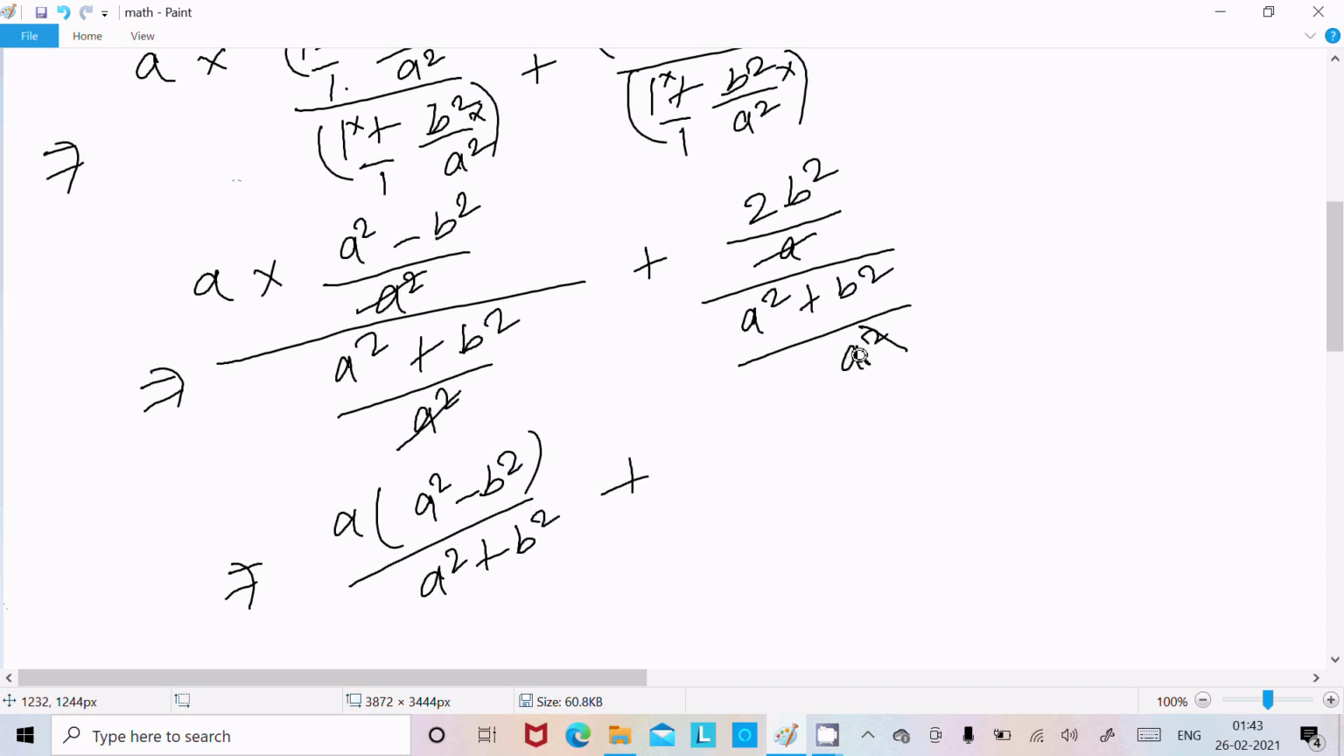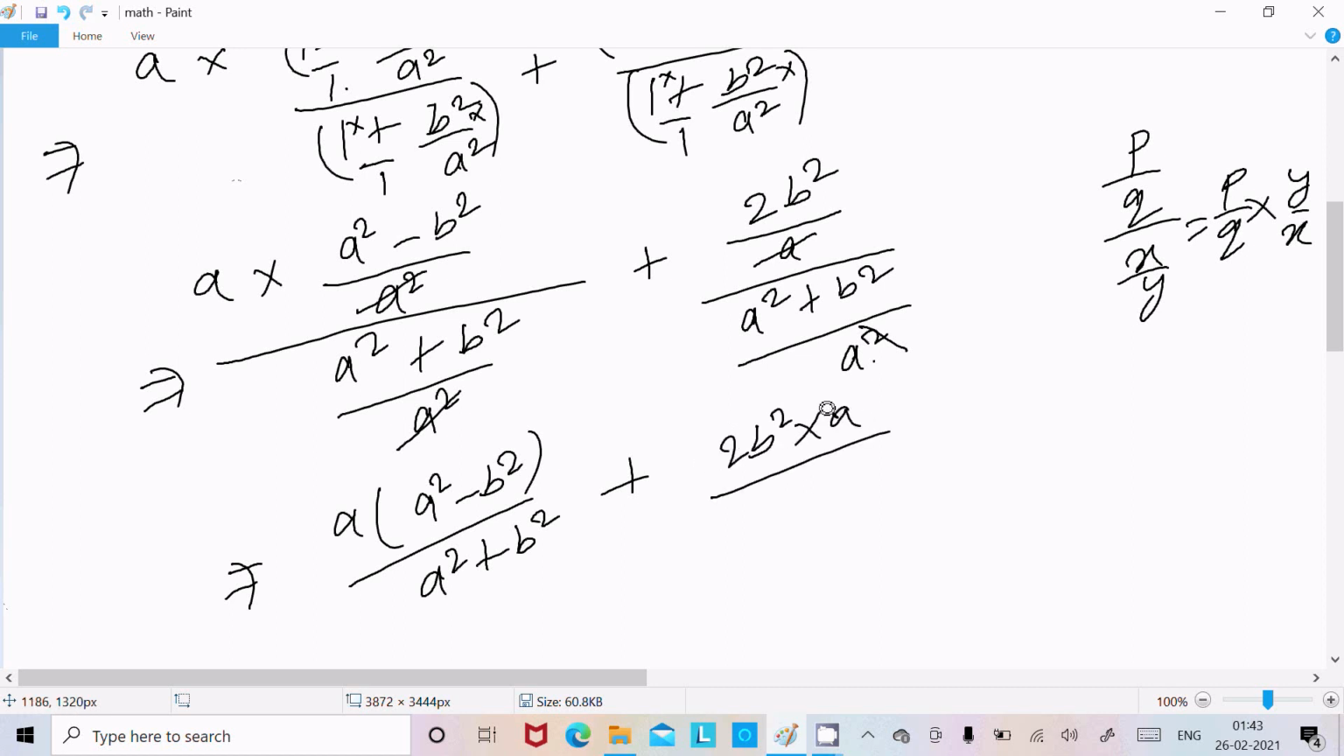Now hereafter you already know p, q, x, y, so we can write p, q, y goes up, x goes down. Same thing, a will go up. So here write 2b square, a goes up, and in the denominator a square plus b square.